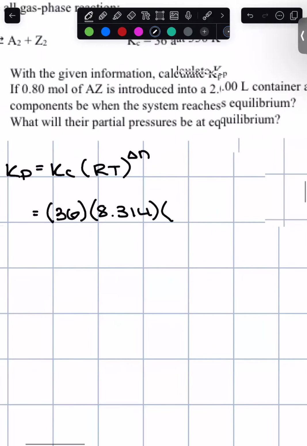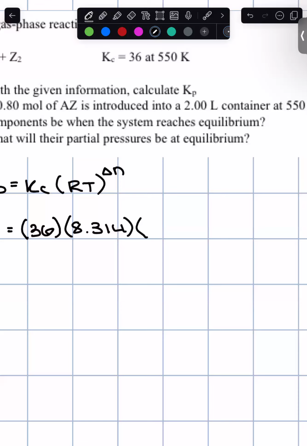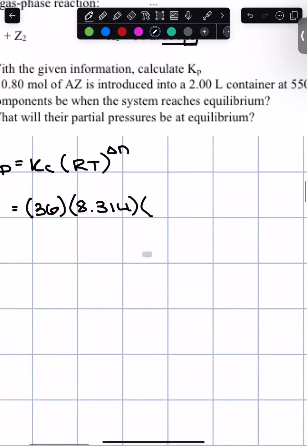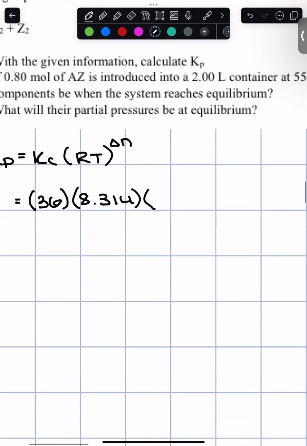So we have Kc and then R is 8.314. And then the temperature is given at 550 Kelvin. Make sure it is Kelvin. 8.314 is in Kelvin. It's another easy way to lose points.